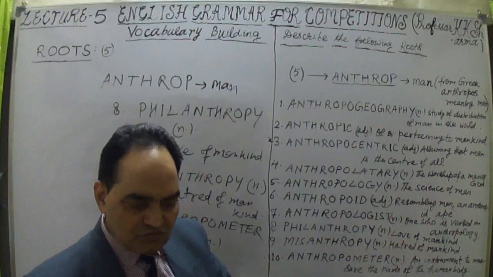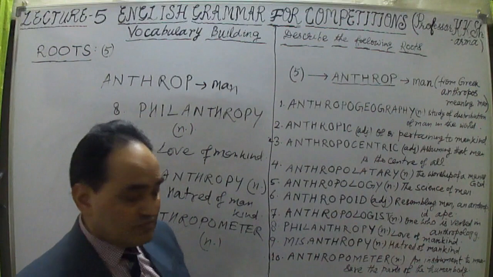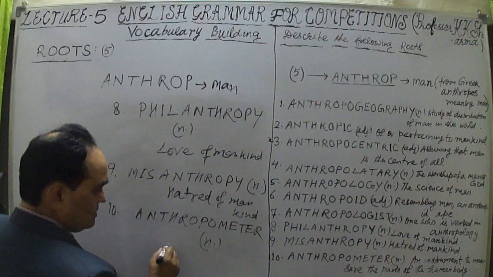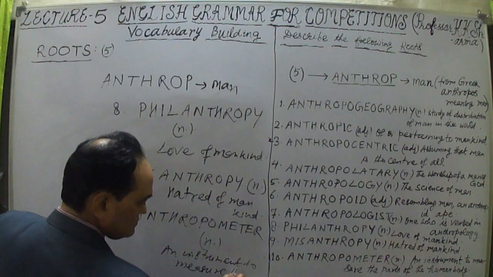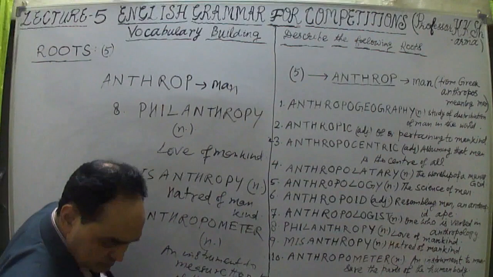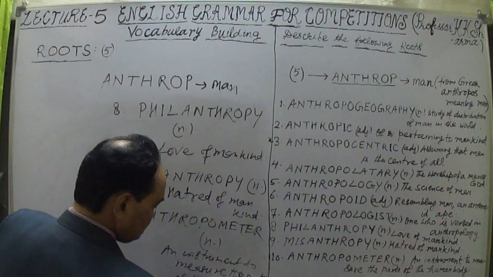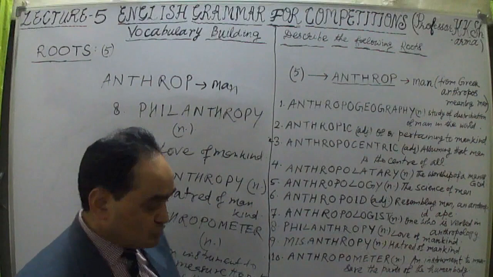That is anthropometer. Anthropometer means any instrument to measure the parts of a man, or limbs of a man, limbs of the human body. That is anthropometer, right? Now, a number of other words are there. Let me give you two or three more.